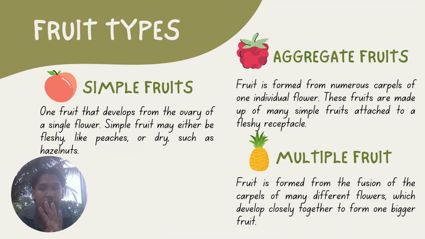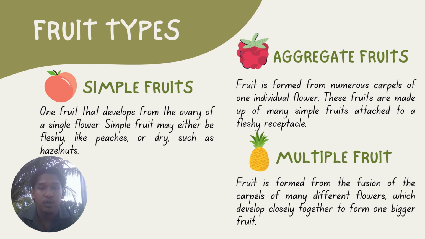There are four fruit types. The first one is simple fruit, one fruit that develops from the ovary of a single flower. Simple fruit may be either fleshy like peaches or dry such as hazelnut. In simple fruit, it's a simple process like the name. One flower becomes one fruit. That is a simple fruit, for example peaches.